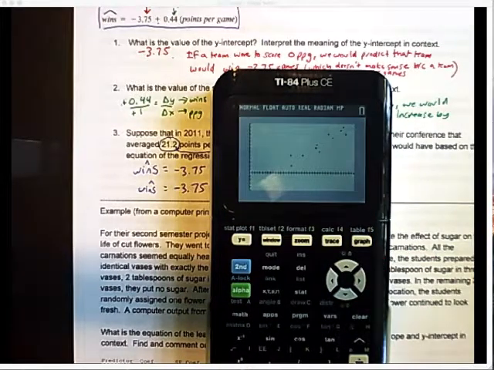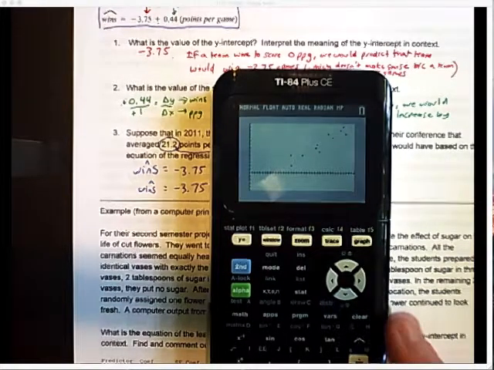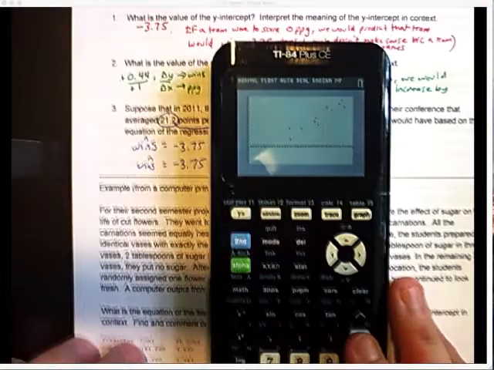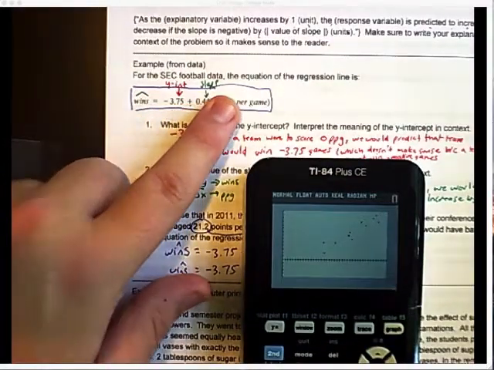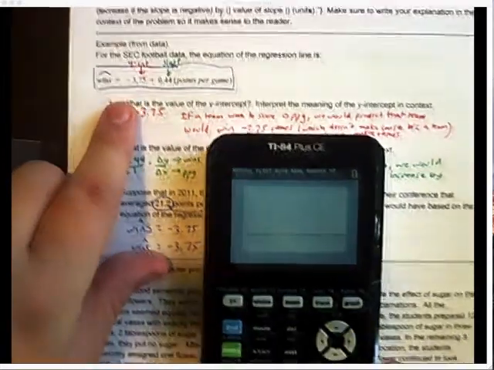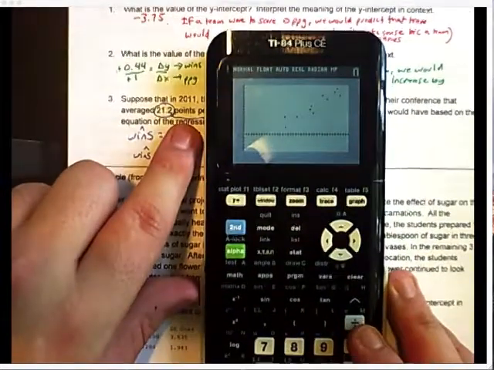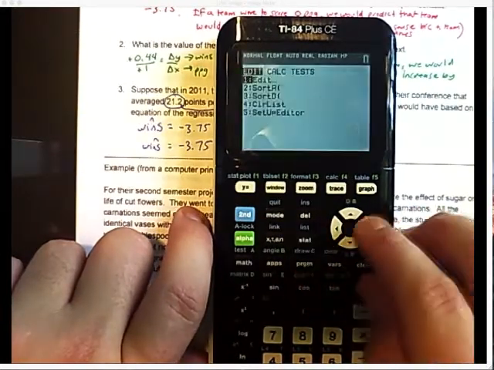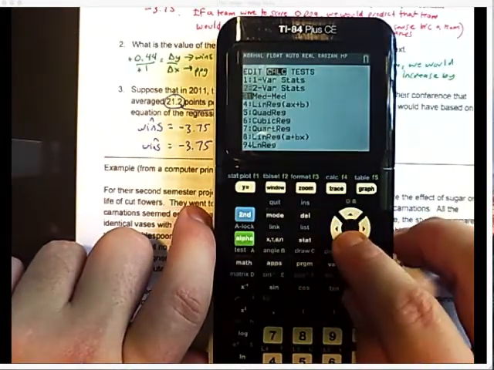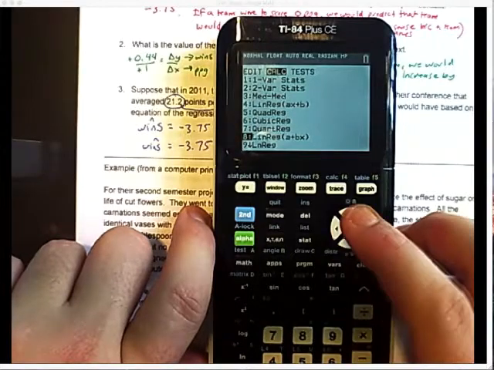Now, we talked about how we use the calculator to find the R value, the correlation coefficient. But how did I know that this was the right answer? How did I know that this was the equation of the regression line? Well, our calculator can do that too. All right, we go stat, remember what we did before. We went stat, calc, number 8, linear regression.